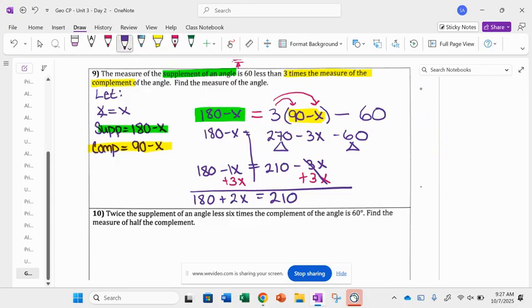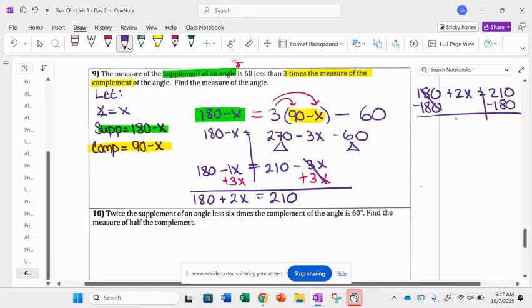So now I have, I'll bring it up here, 180 plus 2x equals 210. I'm going to subtract the 180. 21 minus 18 is 3. So we have 2x equals 30, divide by 2. X is equal to 15.